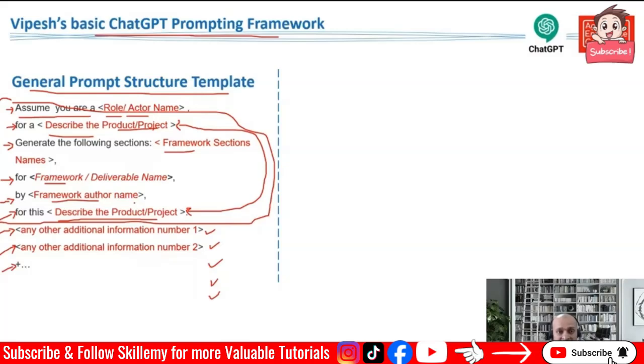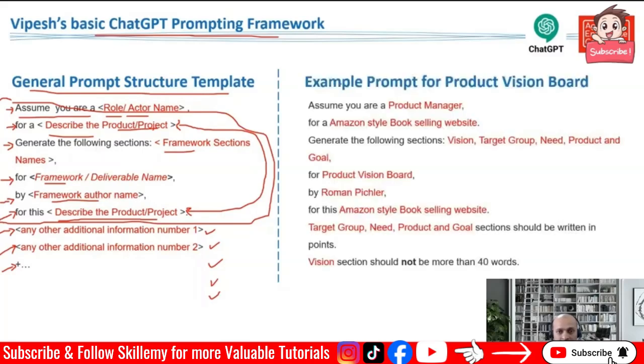Obviously, I have tested it for ChatGPT and Google Bard. It works fine for them, but I'm assuming it should work on a variety of models, including Gemini and other models. Let's see an example which I have done with this template for a product vision board. This example shows how the sample will look if you follow this prompt structure template for building a product vision board.